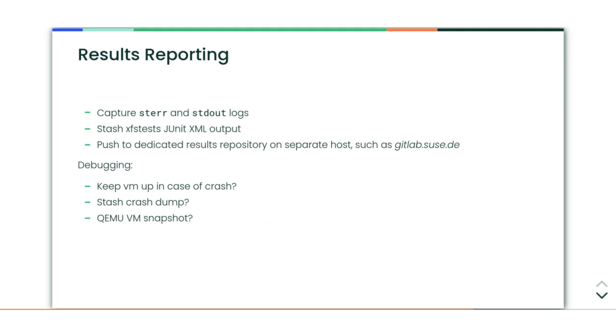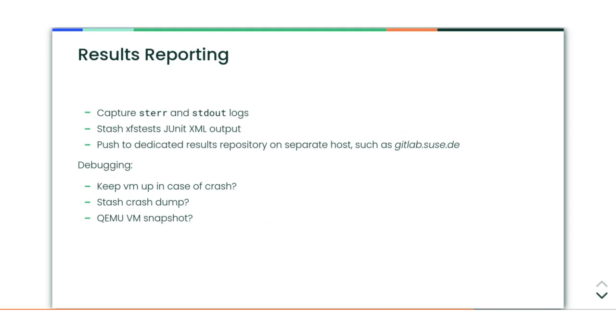I mentioned pushing to a dedicated results repository, with a plan of using gitlab.suse.de there. For debugging, I haven't really added any specific functionality at this stage, so I think it would be helpful, at least if there's a crash, to grab a crash dump. We could also stash the init RAMFS image, which is generally around 30 to 50 megabytes. We could put that in Git as well. QEMU VM snapshot. There are a few different options there.